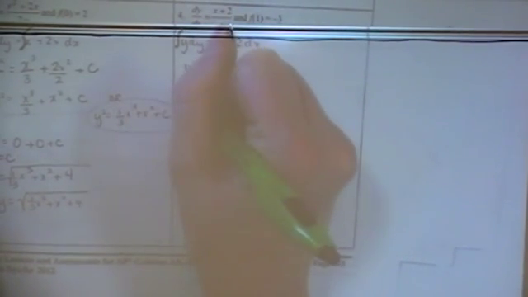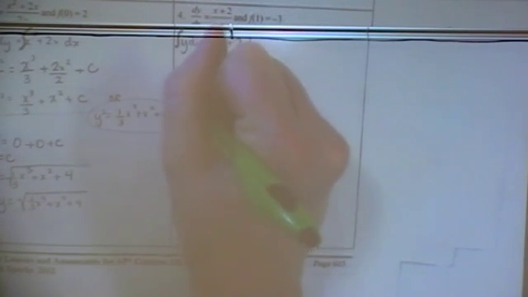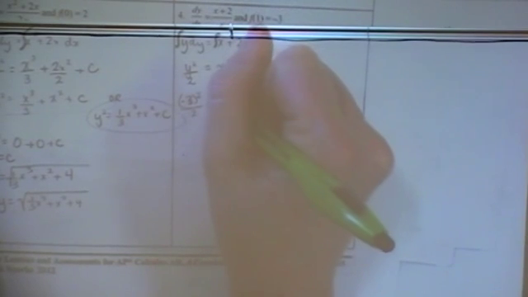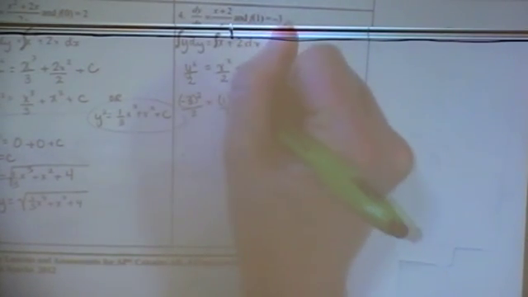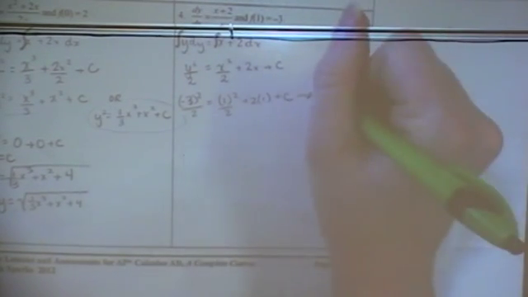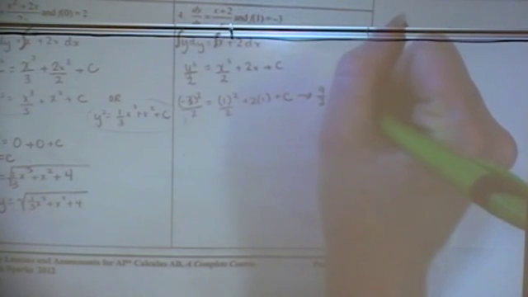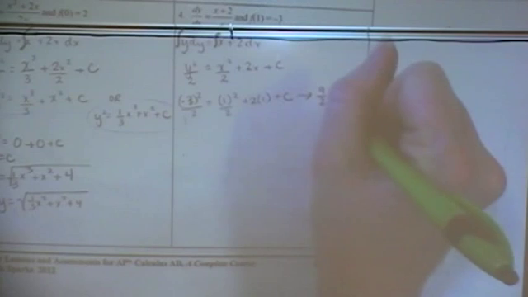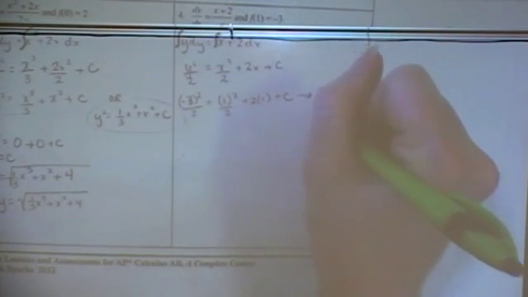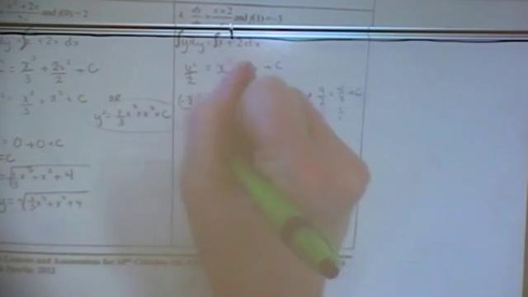So I got negative 3 squared divided by 2 equals 1 squared over 2 plus 2 times 1 plus c. I'm going to go over here to save room. That's 9 halves equals 2 1/2, which is 5 halves, plus c. Subtract 5 halves from both sides. That gives me c is 4 halves, so c equals 2.